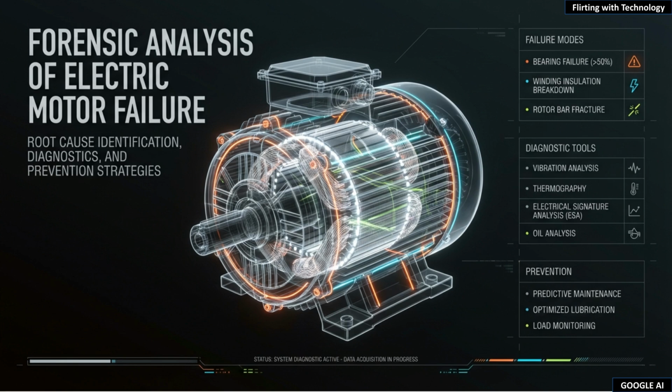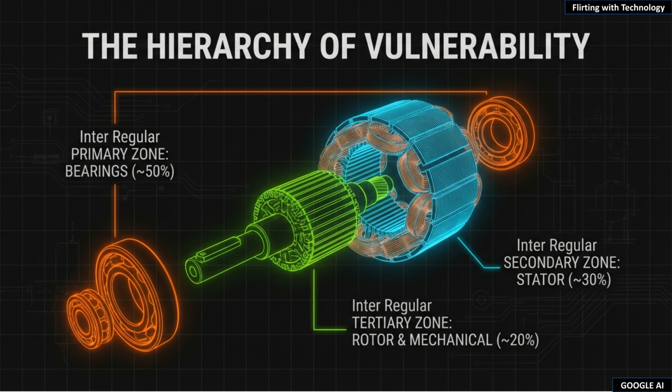This video will cover the forensic analysis of electric motor failure, focusing on root cause identification, diagnostics, and prevention strategies. We can categorize electric motor vulnerabilities into a hierarchy. The primary zone is the bearings, accounting for about 50% of failures. The secondary zone is the stator at around 30%.